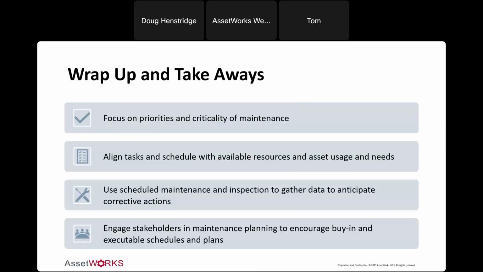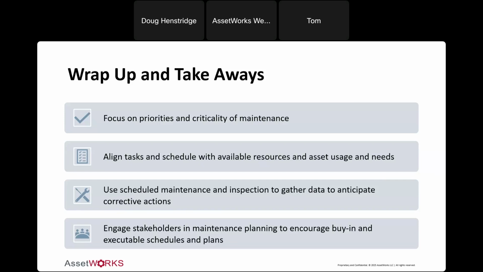So just to, again, wrap up some of the takeaways, because I think I've said this several times, you want to focus on priorities and criticality, right? Assets, equipment, facilities that have a bigger impact on the operation of the organization, or a bigger impact on your customers, should be prioritized, right? You want to make sure we're aligning tasks and schedules with available resources. Again, think of that calendar. Who's working when? Who's on which schedule? How do I assign work?